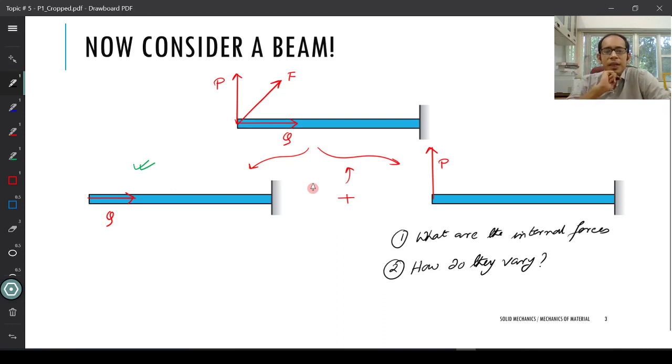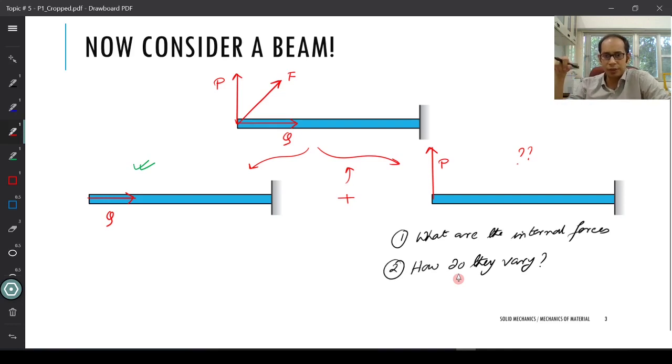We have not dealt with this case before. So for this load P which is acting over here, I don't know how the internal forces vary along the length of the beam, and how they vary over here. So this is the intro that will lead us to the path of drawing the shear force and bending moment diagram.